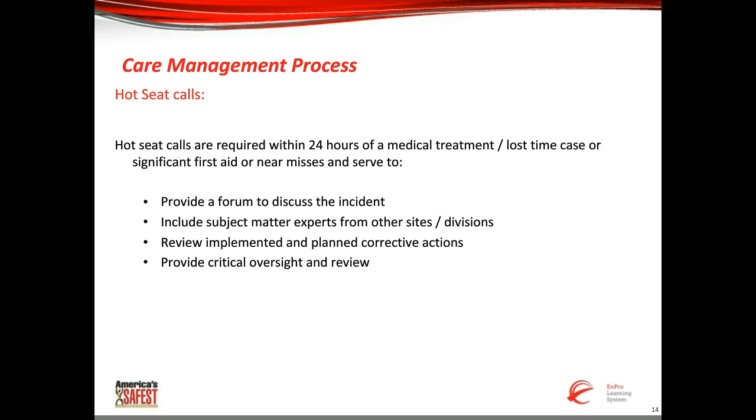We are going to be pulling in resources from our operations around the globe, and we want to do that when we really understand what happened and how we're going to fix it. So if you need a little bit more time because we haven't been able to speak to an employee or we haven't been able to get access to an environment to do the investigation yet, obviously that time frame for the hot seat call would shift a little bit.